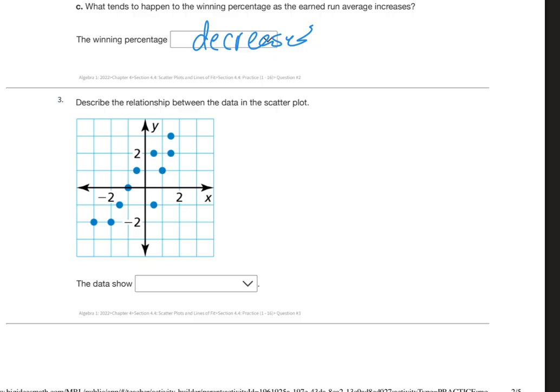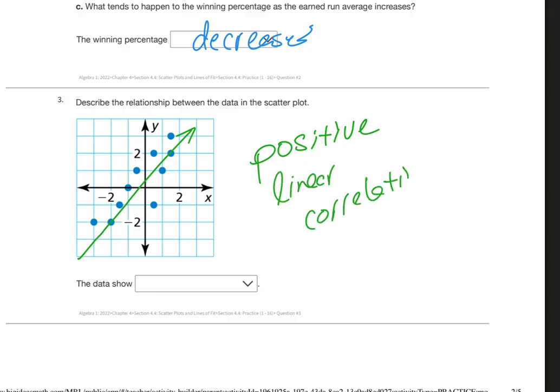Number 3, describe the relationship between the data and the scatter plot. Well, it appears to basically be going in this direction. We call that a positive linear correlation. And if you're like, why do we call it that? Well, positive, think about slope. This is going up and over. We are going up the mountain. That's positive, right? Linear because it's a line, and then correlation because that is essentially the way we're communicating the relationship between the X and Y values of these dots. It's pretty much a vocab term.